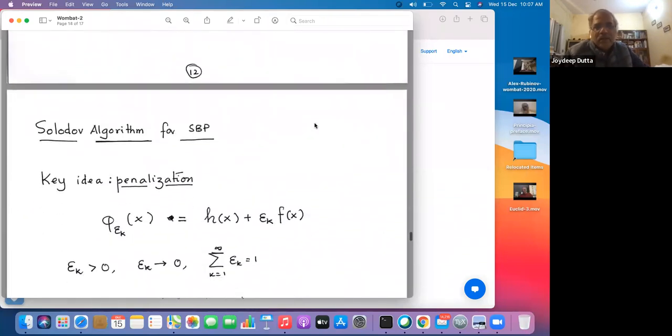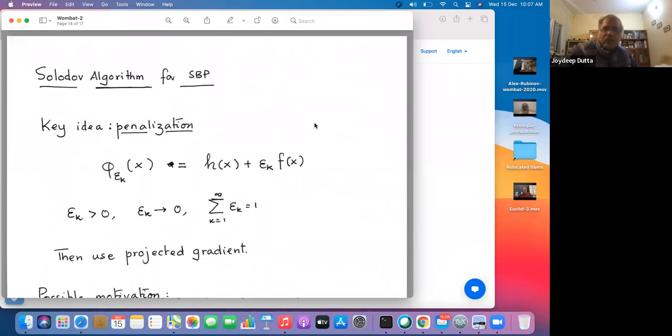So let us come to the last part of the story, which is Solodov's algorithm.